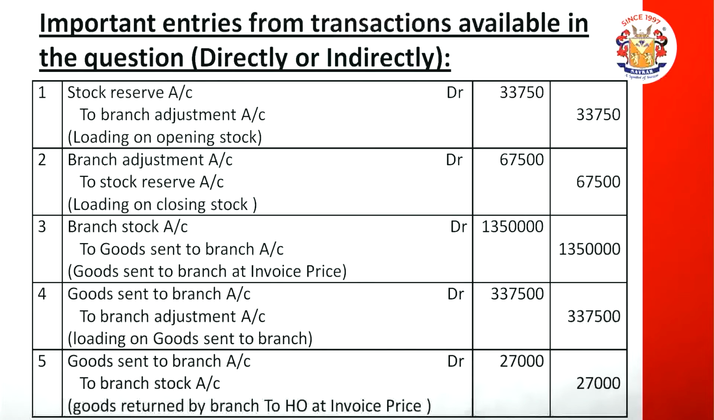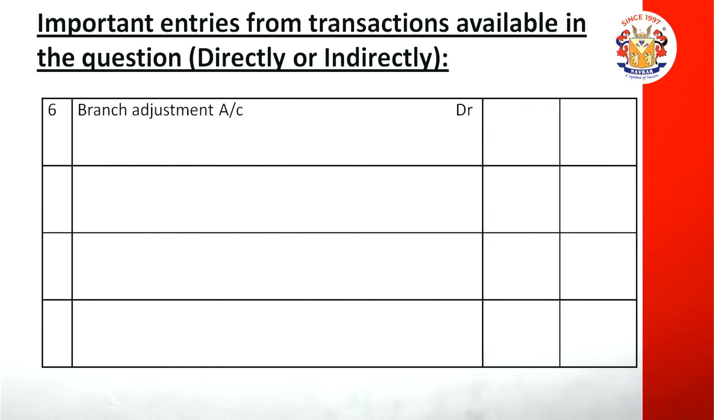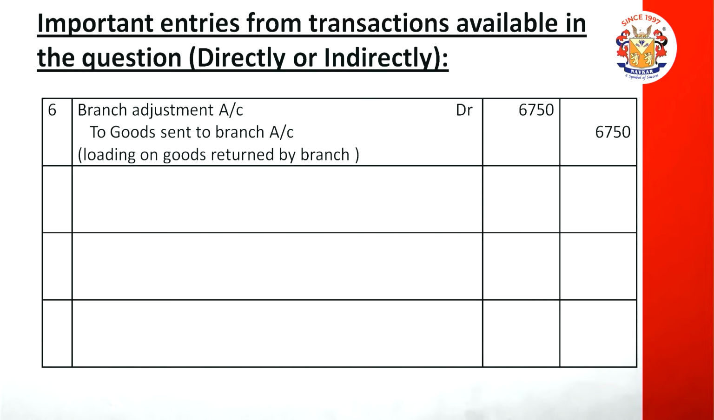Okay, this will denote the unrealized profit, meaning profit which is not realized, and hence I can say that journal entry regarding loading on goods returned by branch will be branch adjustment account debit 6750 to goods sent to branch account 6750.